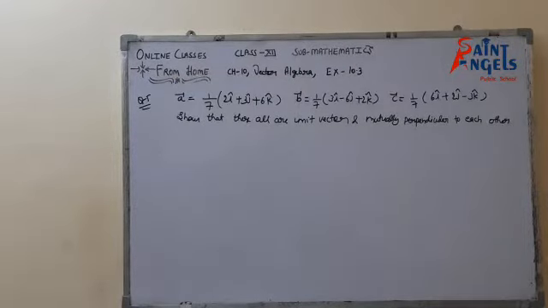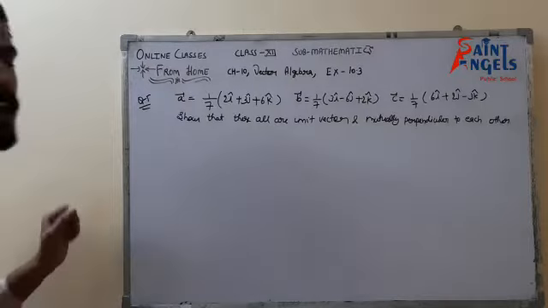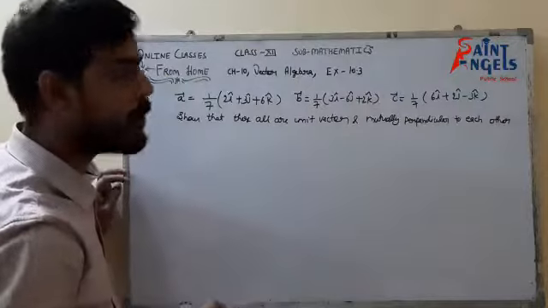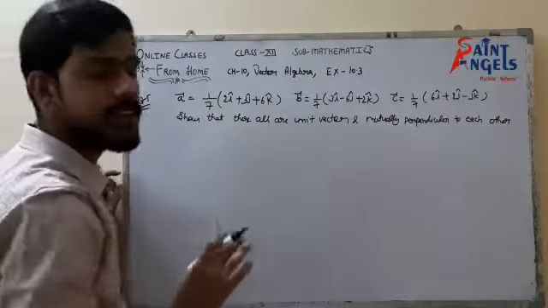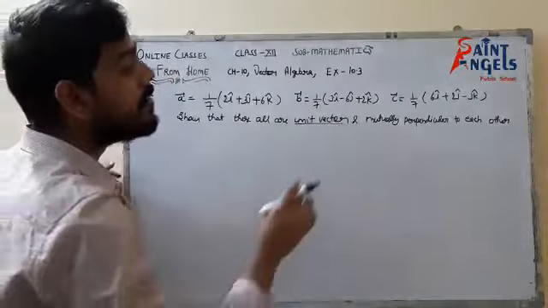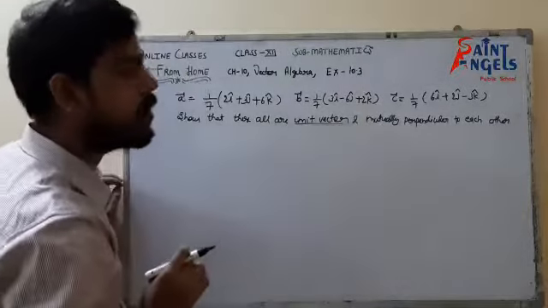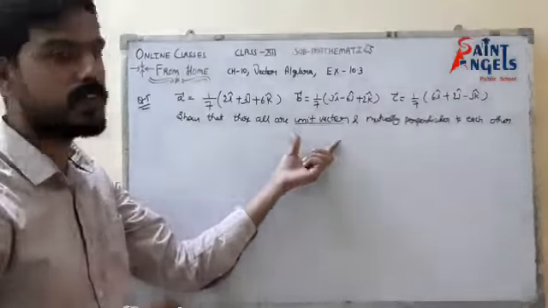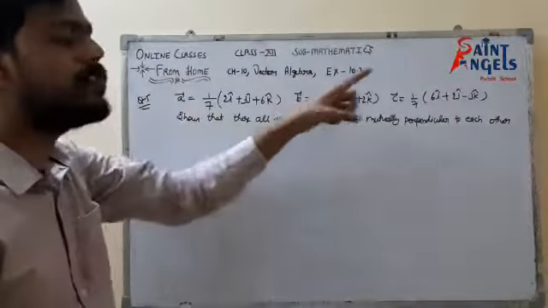Students, now look at question number 5. In question number 5 we are given three vectors, vector A, vector B and vector C. First of all we have to prove that all these three vectors are unit vectors, which means their magnitude is 1, and that they are mutually perpendicular to each other. First I am solving to prove them as unit vectors. I am just solving for A, and for B and C you will solve it.